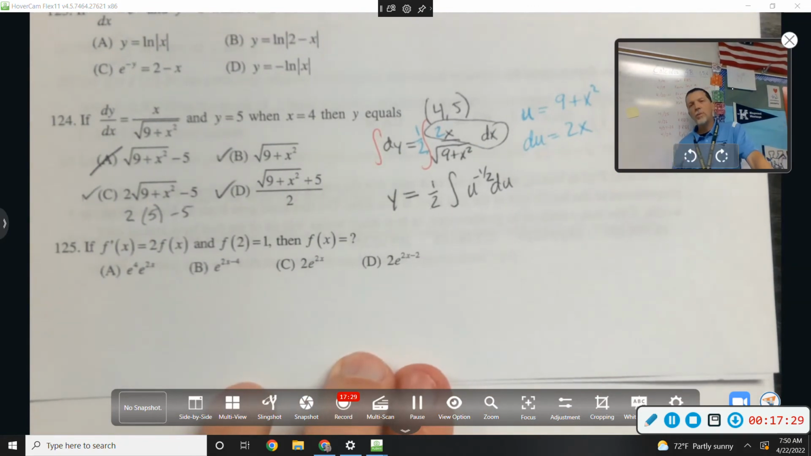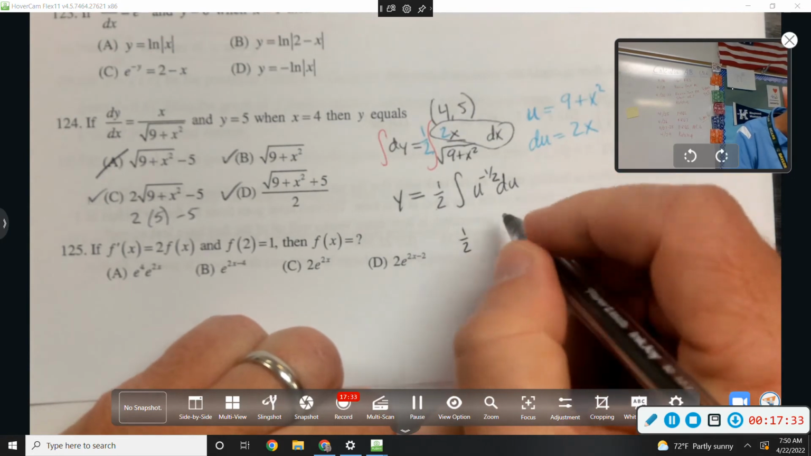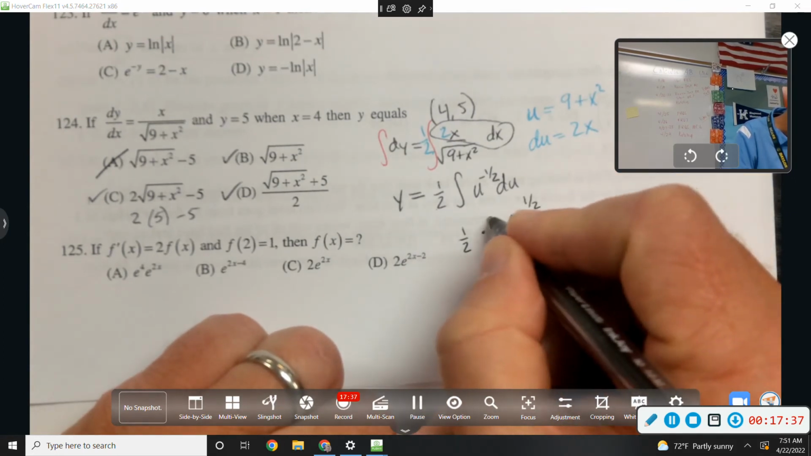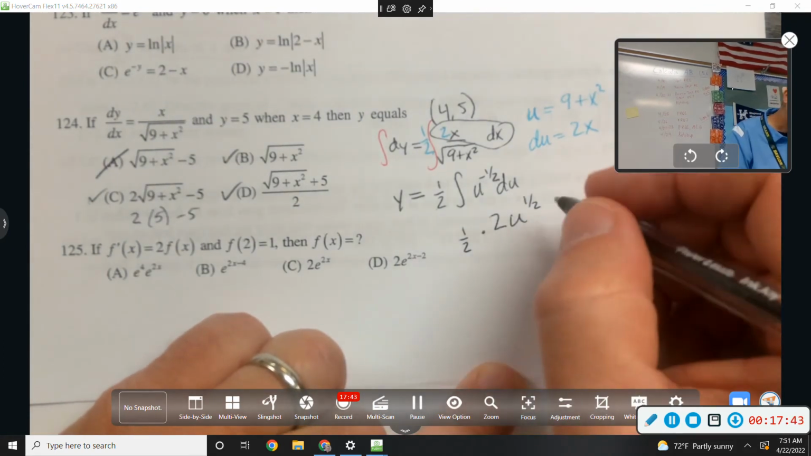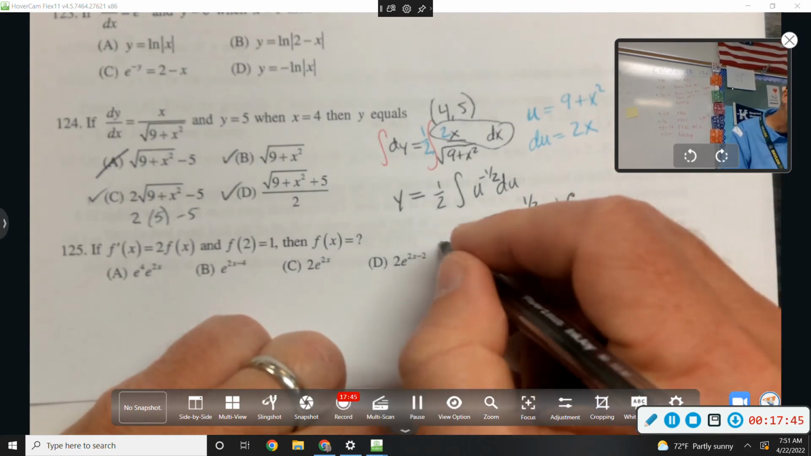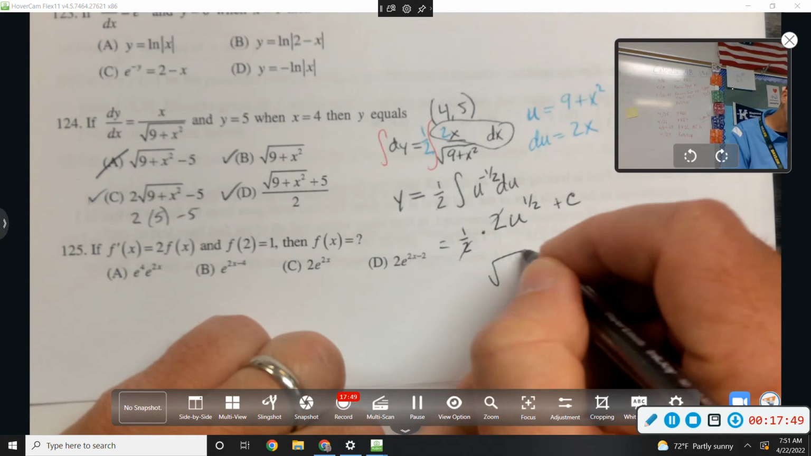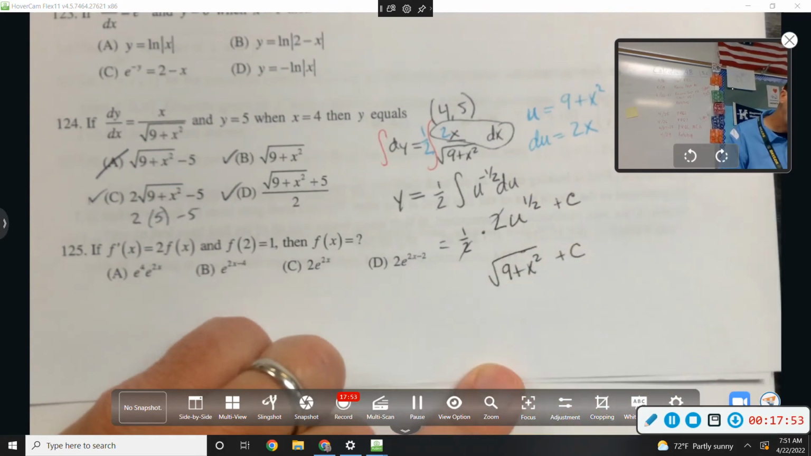So increase the power by 1, divide by the new power. So that'd be u to the 1/2 times 2. Whoops, the 1/2 just went away. So now I'm not thinking d anymore. Plus c. So the 2's cancel. So square root of 9 plus x squared plus c.